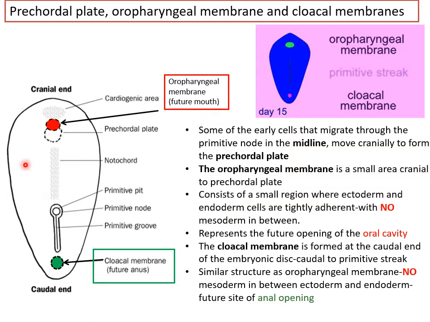So there is no mesoderm at the oropharyngeal as well as at the cloacal membrane site. And the precordal plate is just an orientation area because the oropharyngeal membrane will be located just cranial to it. So in this upper picture also you can see both the membranes.